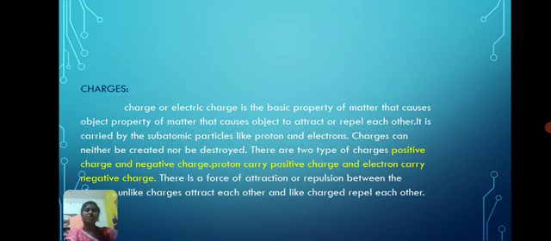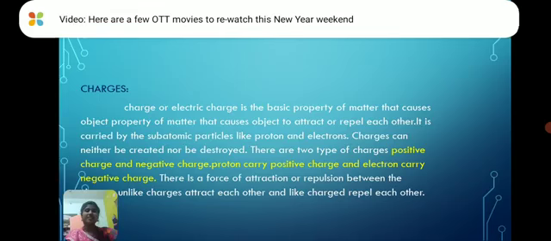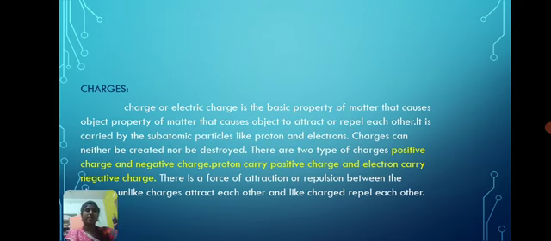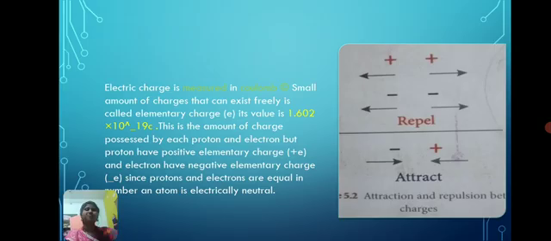Charges. Charge or electric charge is the basic property of matter carried by the subatomic particles like protons and electrons. A charge can be neither created nor destroyed. There are two types of charge: positive charge and negative charge. The protons carry positive charge and electrons carry negative charge. There is a force of attraction and repulsion between charges: unlike charges attract each other and like charges repel each other. Electric charge is measured in coulomb, C.